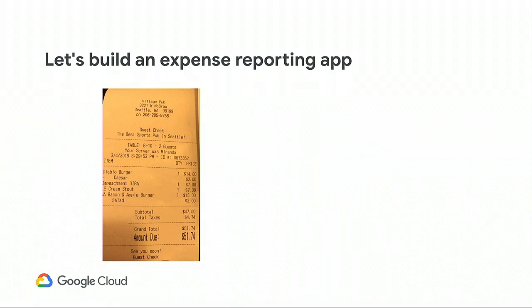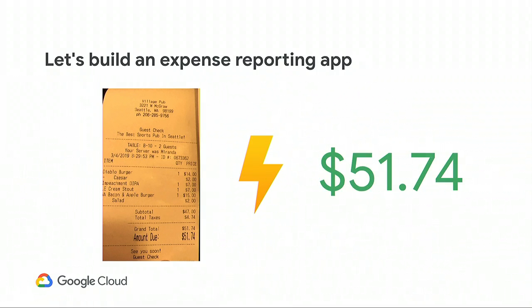We want to build a better expense reporting experience, right? So I want to take a photo and have that photo somehow magically become a number, right? We can use fancy machine learning things. I've heard a lot about that. And we'll actually use Firebase to build this experience. I think we can do it really, really quickly.